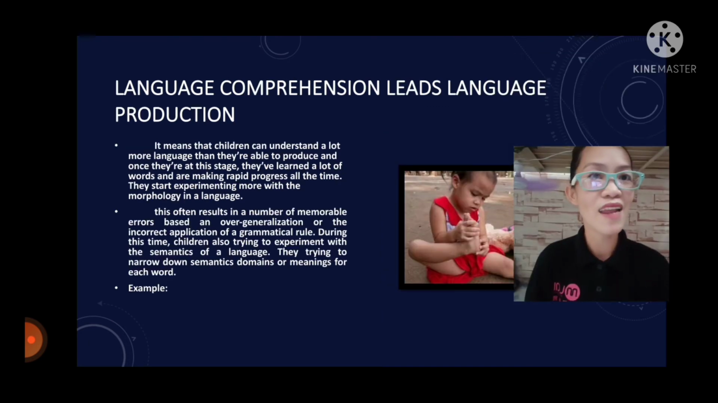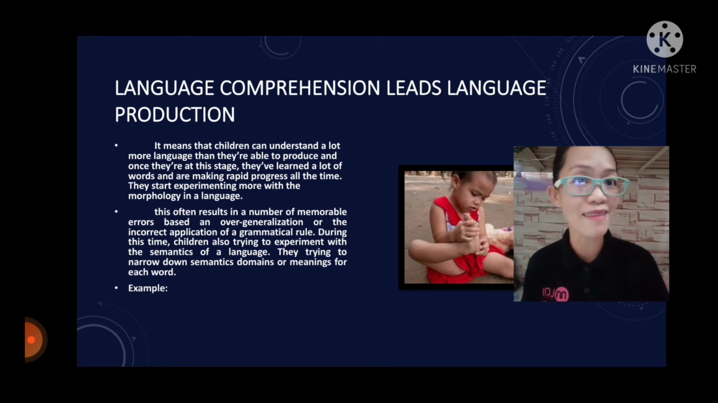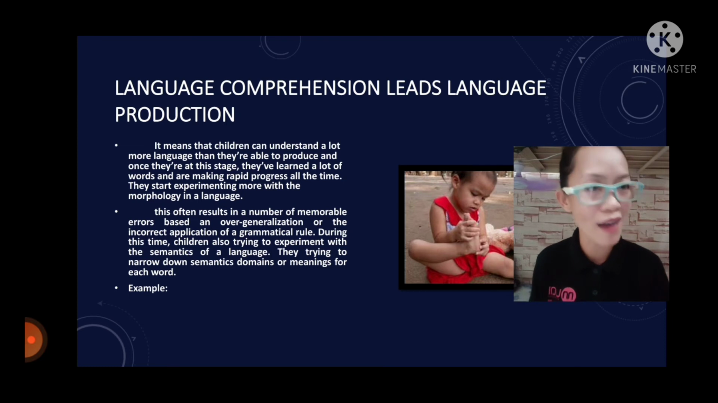Next, language comprehension leads language production. It means that children can understand a lot more language than they're able to produce. Once they're at this stage, they've learned a lot of words and are making rapid progress, experimenting more with the morphology in the language. This often results in a number of errors based on overgeneralization, or the incorrect application of grammatical rules.